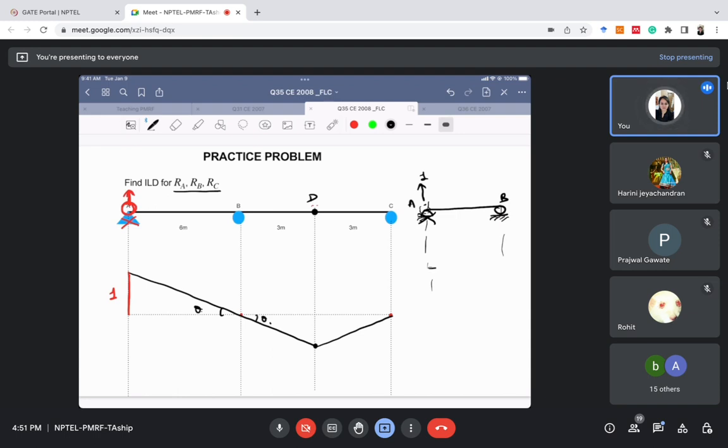Deflected shape will be simply this, right? This will be the deflected shape. So this is the ILD for RA. So this is the Muller-Breslau principle. I've discussed it properly in the last class.